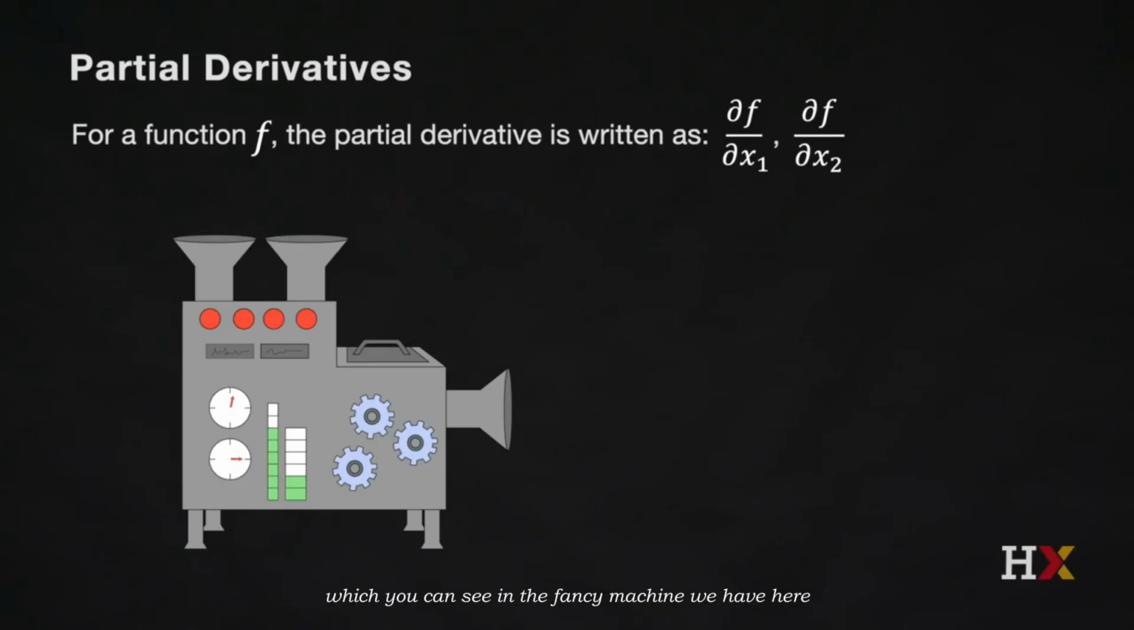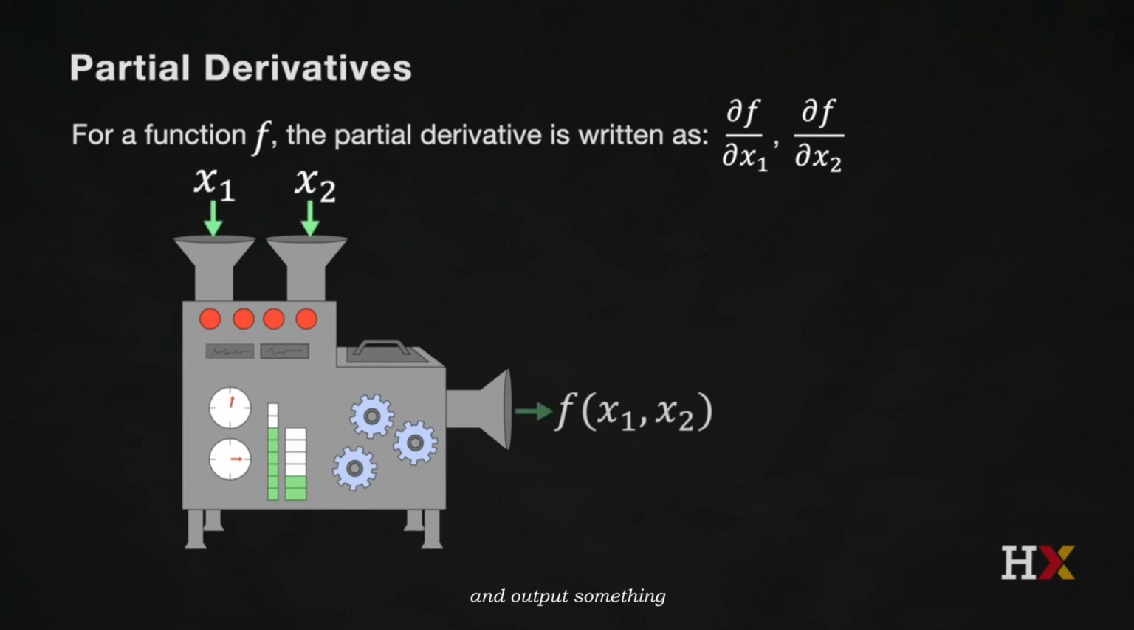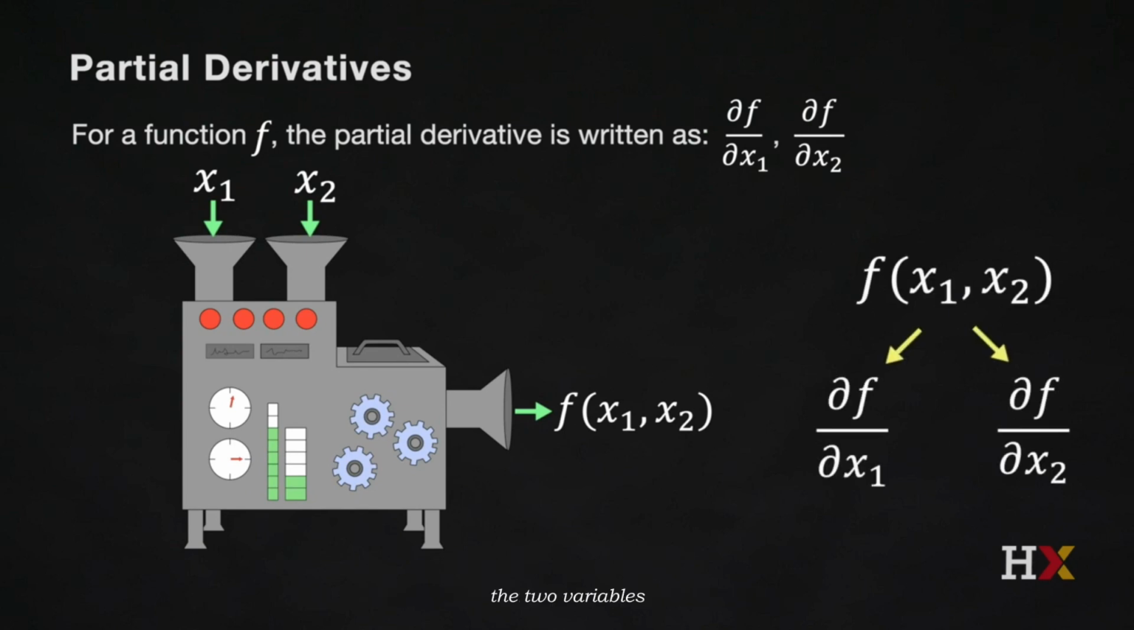Another concept we need to review is what is a partial derivative of a function. If we have a function, which you can see in the fancy machine we have here, that takes two inputs, x1 and x2, and outputs something, when we take the derivative with respect to one of the two variables, that is called the partial derivative. And this is defined as the rate of change of a function with respect to one variable while the other one is held fixed.